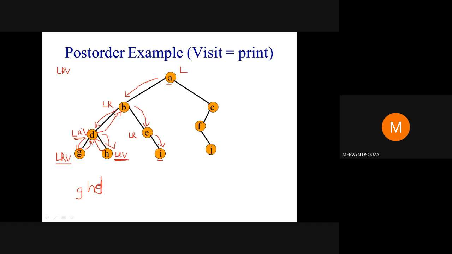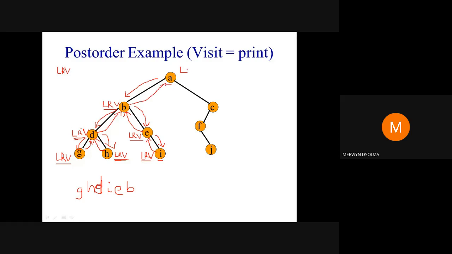New node, so again start from the first step. Try to go left, cannot go left. Try to go right, cannot go right. Therefore, visit, put it in the output. Okay, all the steps are done. Go back up here. Any step remaining? Yes, visit is remaining. So write it down. Go back up here. Okay, any step remaining? Yes, visit is remaining. So write it down. Any more steps remaining? No, done. So go back up here.